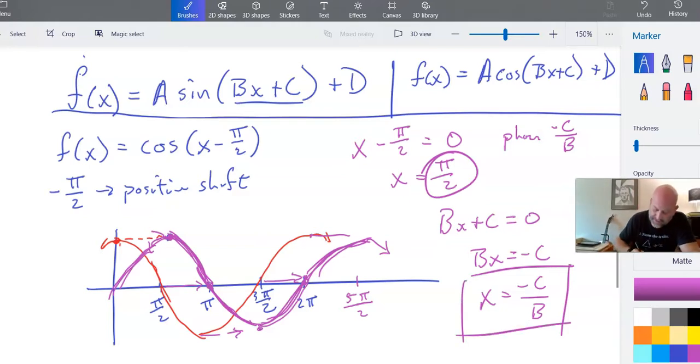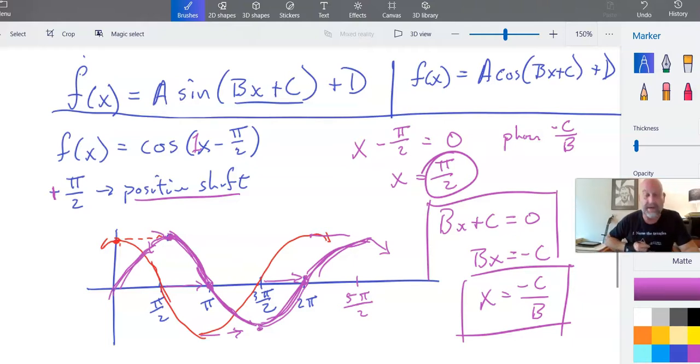So you notice that C was negative pi over 2. We had a positive shift, so the actual shift was positive pi over 2, right? And in this case, B was 1, so pi over 2 divided by 1 is still pi over 2, right? So now this little computation here is going to save us some time later on, being able to do that thing with actual numbers in it. Okay, so let's go ahead and clear this off.